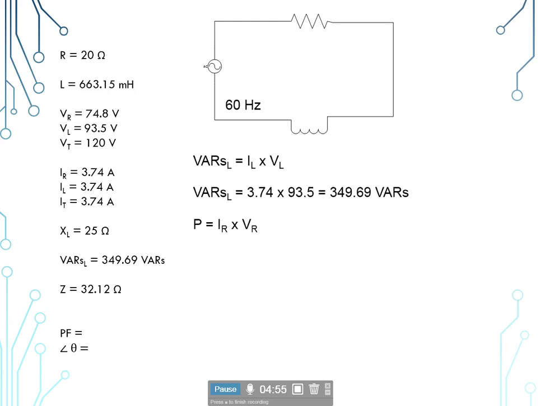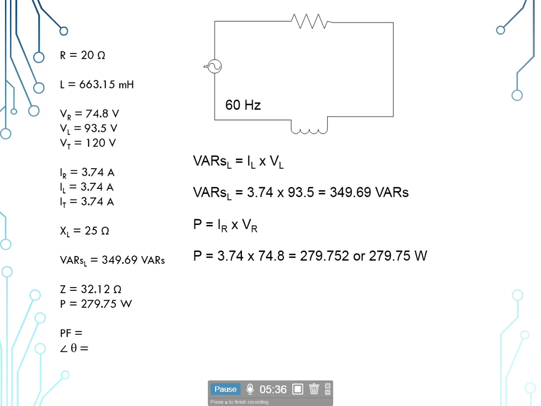Now we're going to look for our true power, which using the pi formula, P is equal to I times V. Our true power is measured on only the purely resistive part of the circuit. So P is equal to I sub R times V sub R. And so we have I sub R at 3.7 amps. The voltage drop at the resistor was 74.8 volts. So that'll give us 279.75 watts. Now remember, our true power in AC is the only one that is measured in watts.